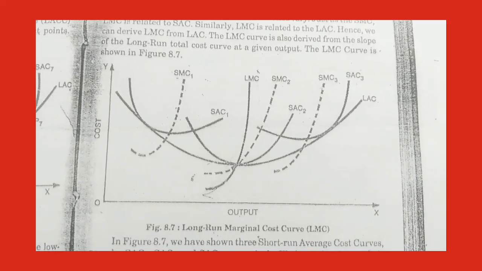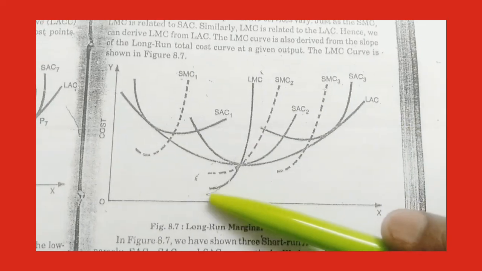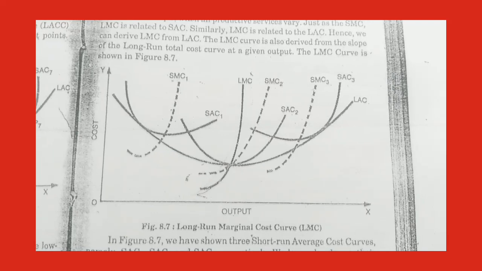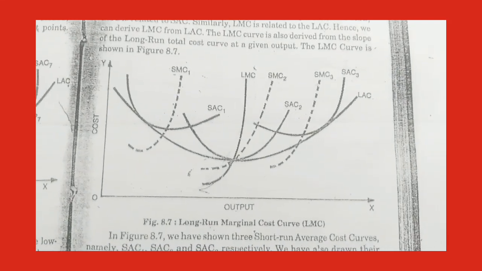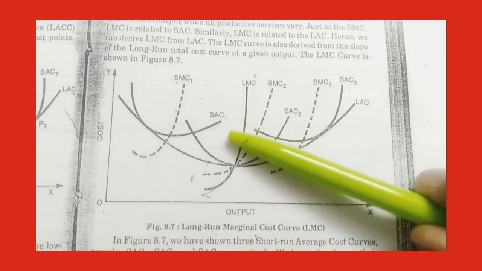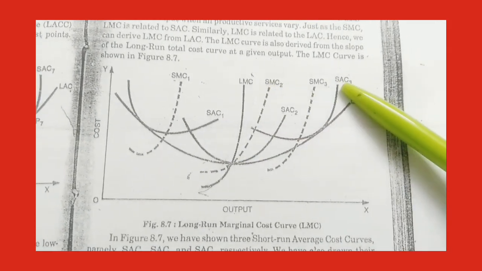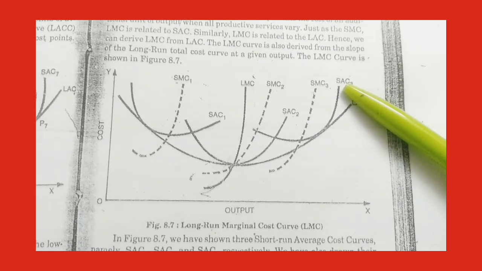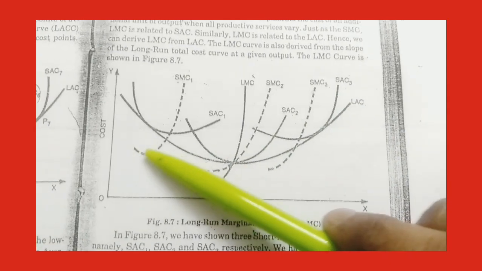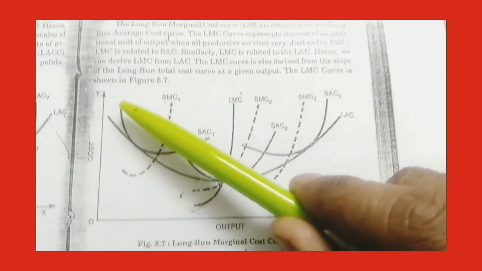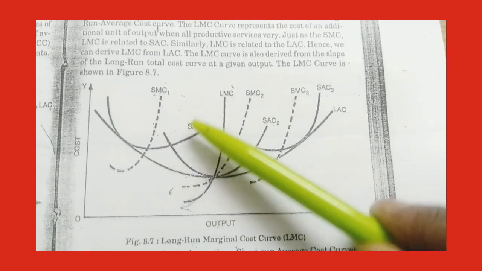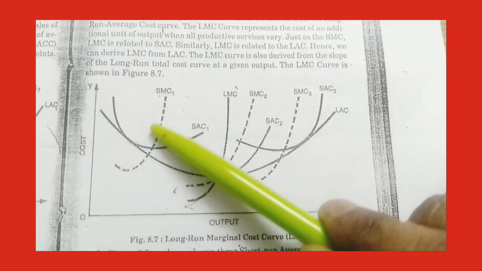The LMC curve is in the diagram. This is the LMC curve. This is the LAC curve. In the diagram, we have shown three short-run average cost curves, namely SAC1, SAC2, SAC3 respectively. We have also drawn the corresponding short-run marginal cost curve, SMC1. This is the corresponding SAC1. The corresponding marginal cost curve is SMC1.